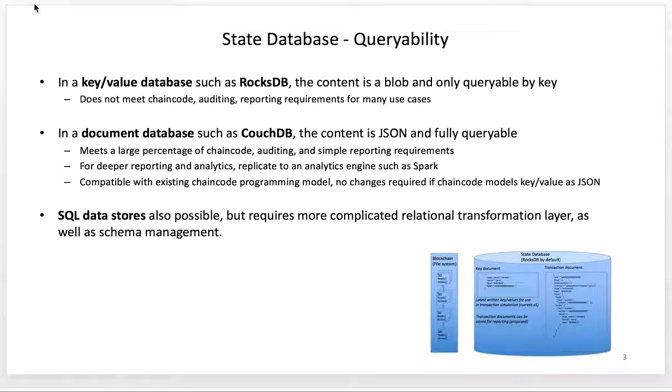So the focus for the pluggability, or one of the focuses, is on the ability to query the blockchain. In a key value database, such as RocksDB, which has been used in prior releases, the variable is actually just a blob, and it's opaque, so you cannot query anything within that blob. But if we use a document database such as CouchDB, we are now able to store the value in a way that we can query it, and especially if we model it as JSON, we are able to query the data within the chain code variable.